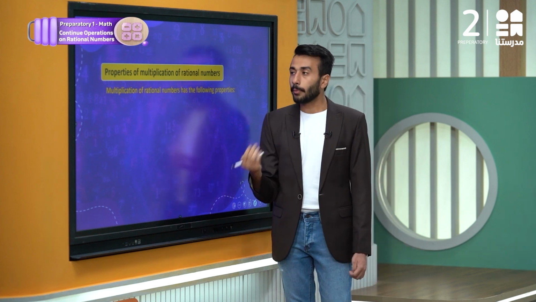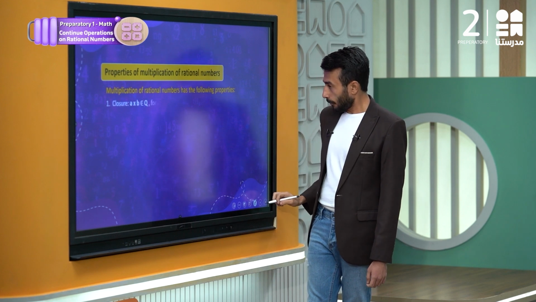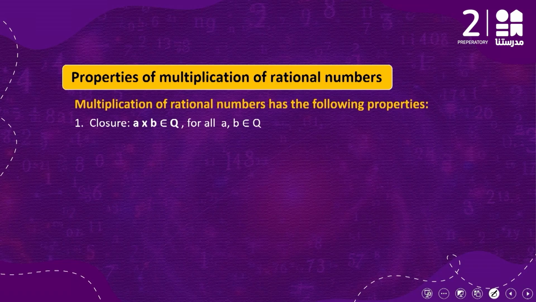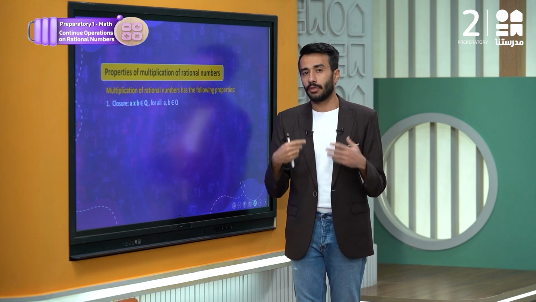Now let's talk about properties of multiplication of these rational numbers. First property is when you multiply two rational numbers that belong to Q, the answer must belong to Q. Simply, if we have two fractions, they are rational numbers. After we multiply them, what will happen? Surely it will be a rational number. In the previous question the answer was negative 4. Someone may say this is not rational or not a fraction.